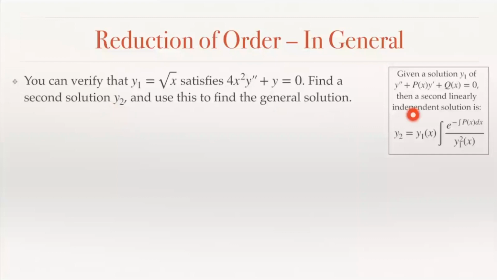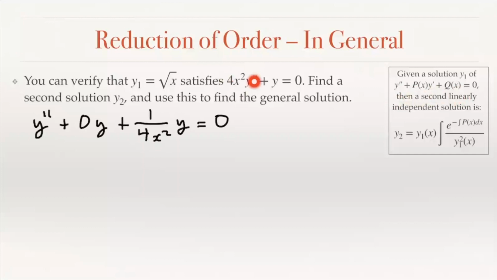And over here, I wrote this general formula that we derived for what the other linearly independent solution is. So we just need to plug into this. But we need to be careful, because we first need to get it into this form. In this case, it happens to not matter, but still best to illustrate that we should do that. This is y double prime plus 0y plus 1 over 4x squared y is equal to 0, dividing both sides by that coefficient to get it into this form. So now this is our p of x, and that is our q of x.